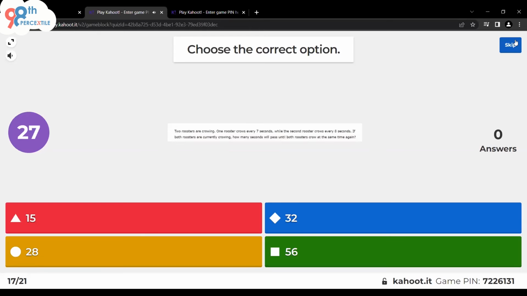So 2 roosters are crowing. One rooster crows every 7 seconds, while the second rooster crows every 8 seconds. If both roosters are currently crowing, how many seconds will pass until both roosters crow at the same time again? I'm not going to give you a hint as much as I am interested in giving it.